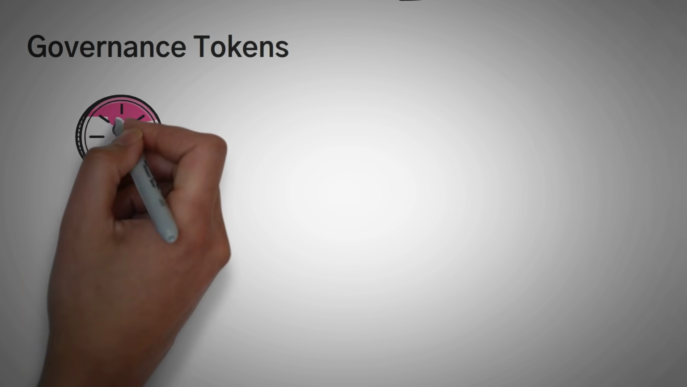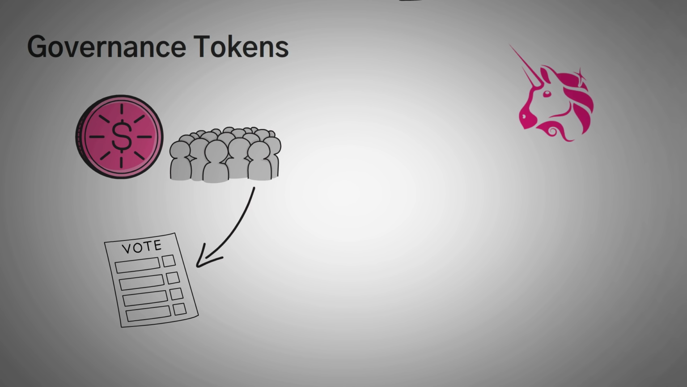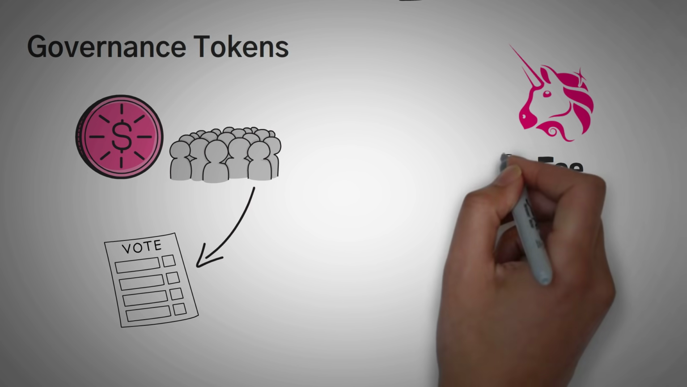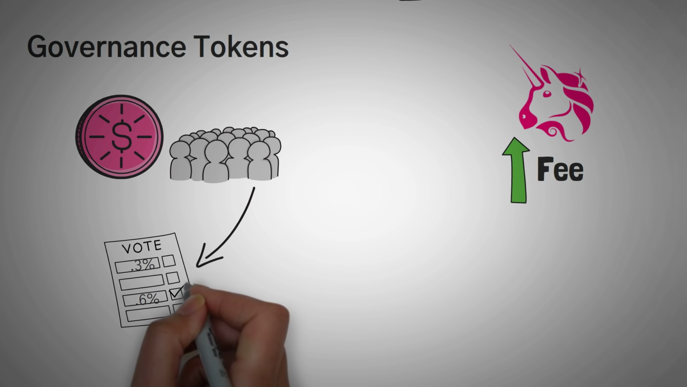Lastly, we have number 5, which is governance tokens. Governance tokens allow token holders to vote on certain things. For example, Uniswap could be a governance token in a future version of the Uniswap exchange. Token holders could choose to vote to raise the fee of a Uniswap trade from 0.3% to 0.6%, and everyone with a token would be allowed to vote on that change.